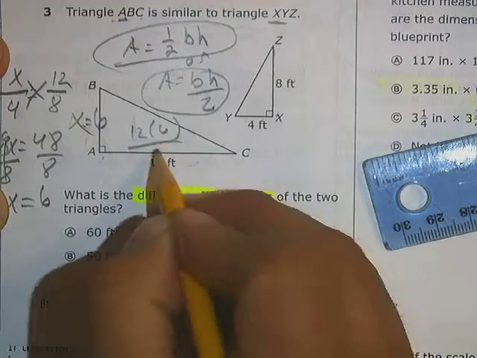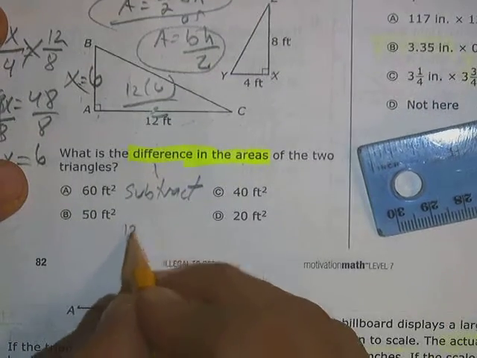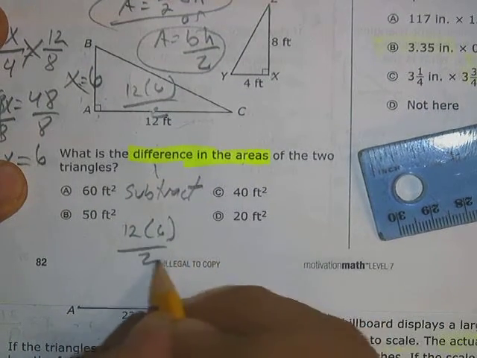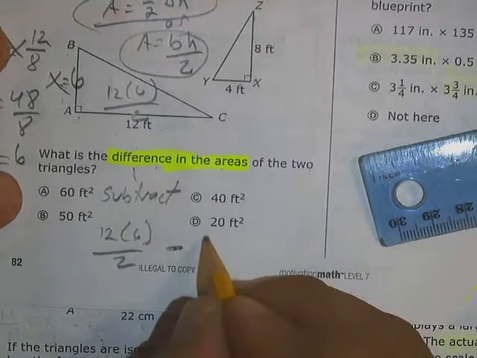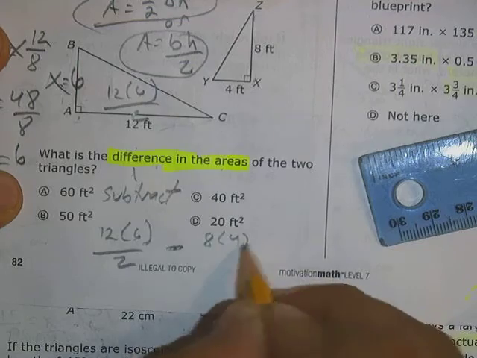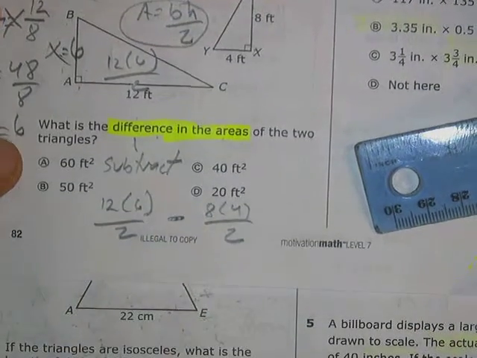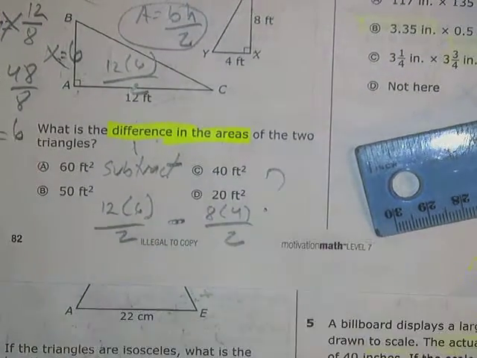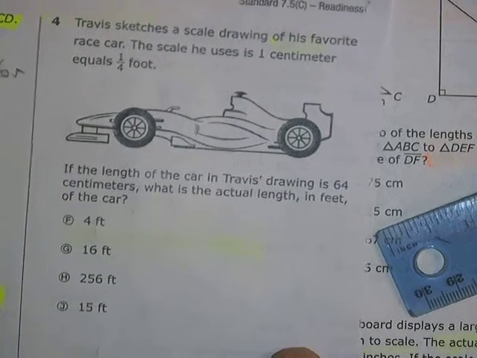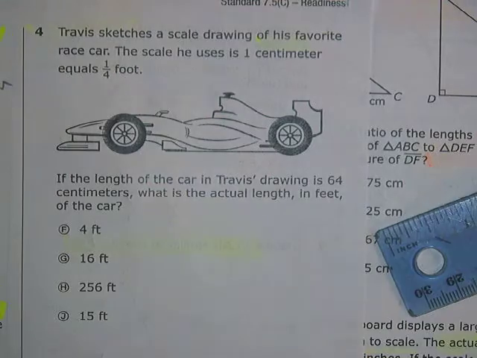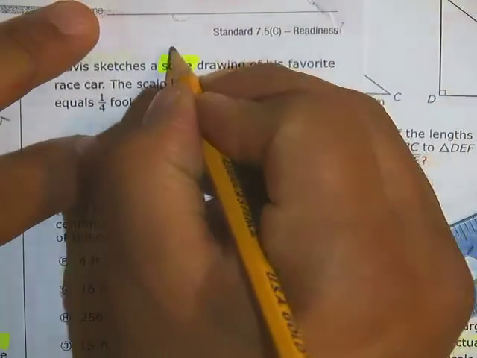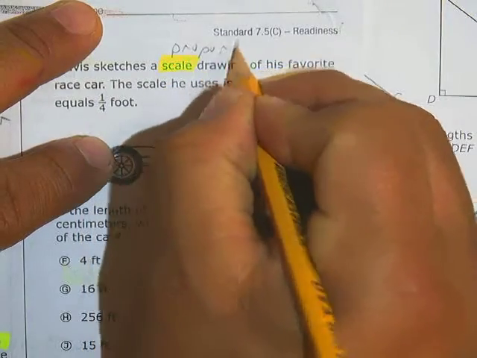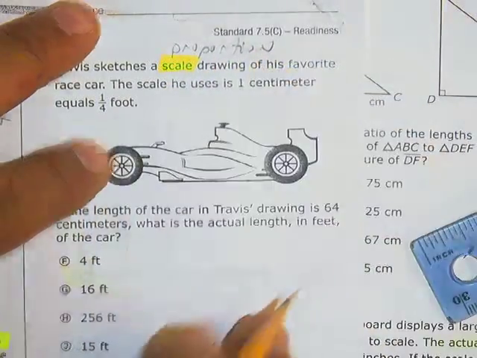And now I can find the area. The word difference means subtract. Okay, so if it's the difference, you're going to subtract. The areas go into this equation. You already know the sides. So 12 times 6, 12 times 6 divided by 2. The difference is to subtract minus 8 times 4 divided by 2. Okay, solve those problems and you get the answer.